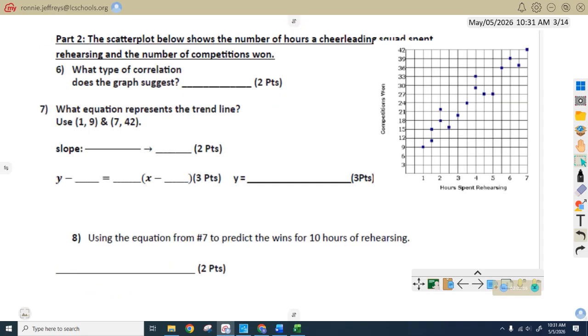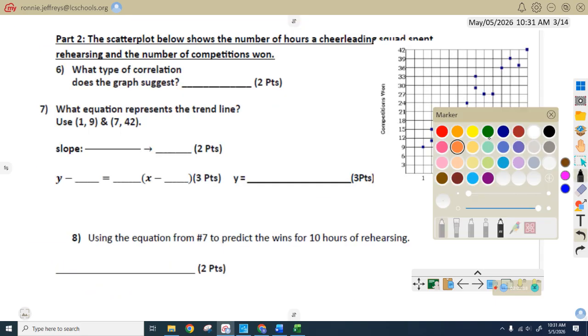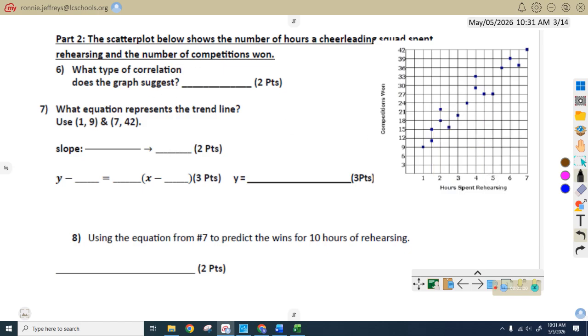So, number 6. It's going up from left to right, so this would be a positive. Now, as far as our slope, and then 1 minus 7, negative 6.